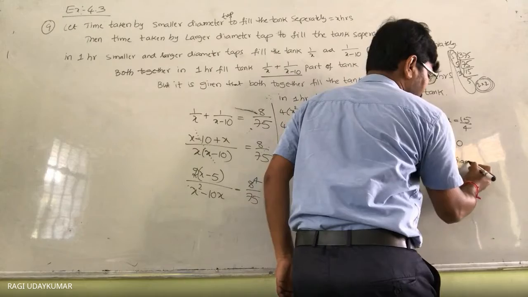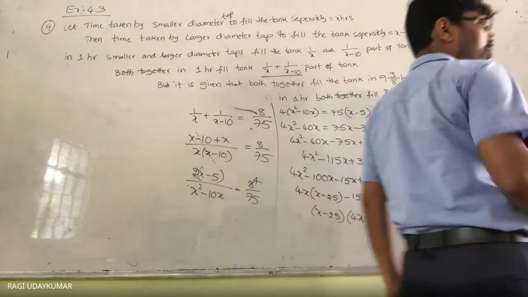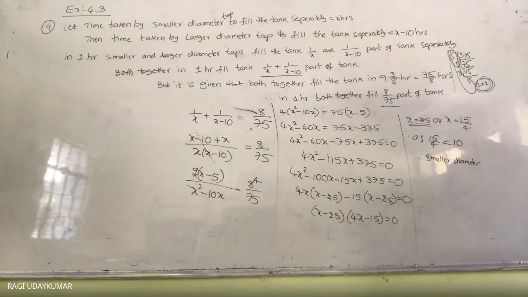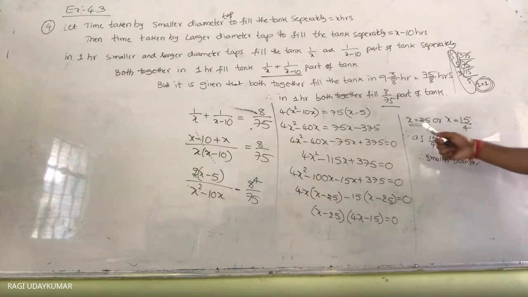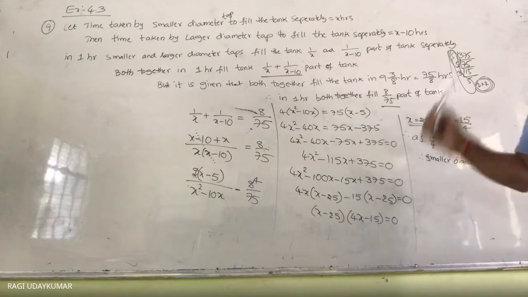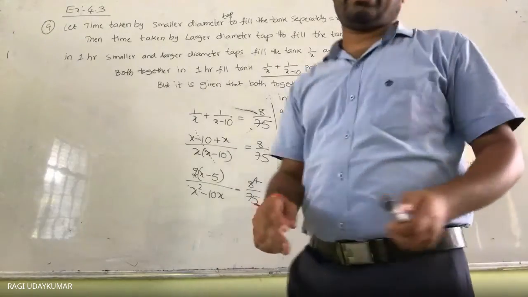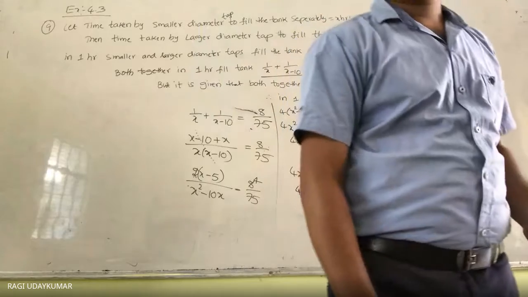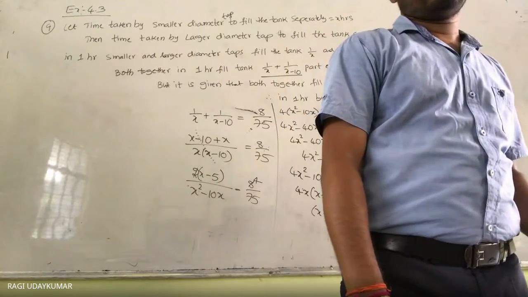So therefore, smaller diameter pipe. Will you write the conclusion? Conclusion can be written, I think so. The smaller diameter pipe will take 25 hours to fill separately, and the larger diameter pipe will take 15 hours separately to fill the tank. Is it clear?